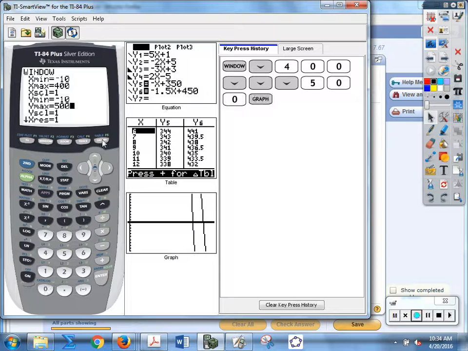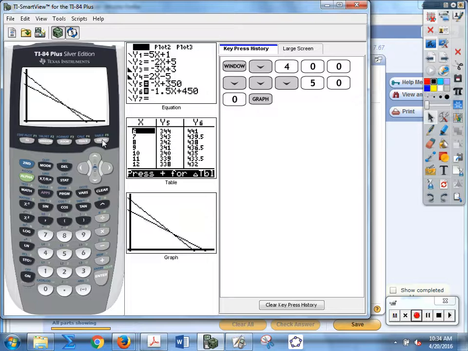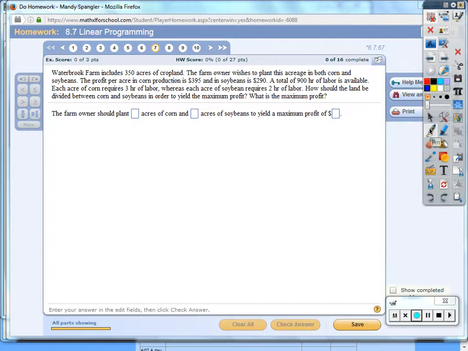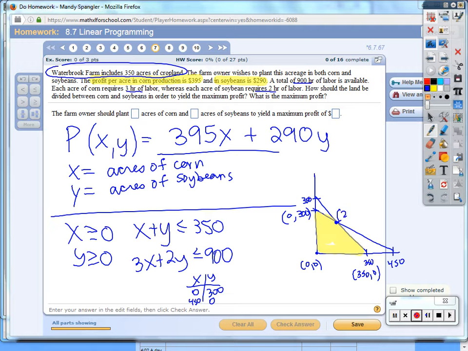And I just want to find, I mean, I can solve this. This is probably taking more time than it would take me if I just wanted to solve it by hand. But if I want to calculate where they intersect, 200 and 150. Yeah, 200 and 150. So now you just need to plug these points in to here. You need to plug in 0 and 300, 200 and 150, and 350 and 0. Plug them into here. See which one of them yields the maximum profit.